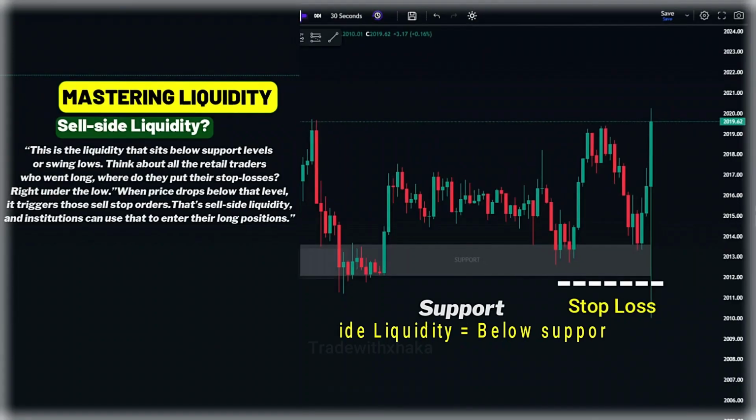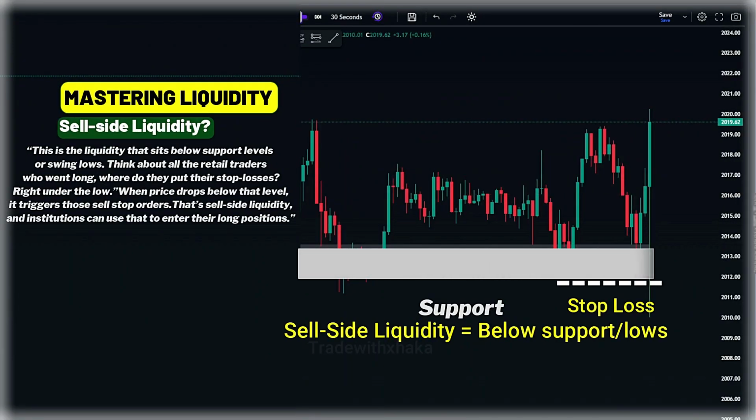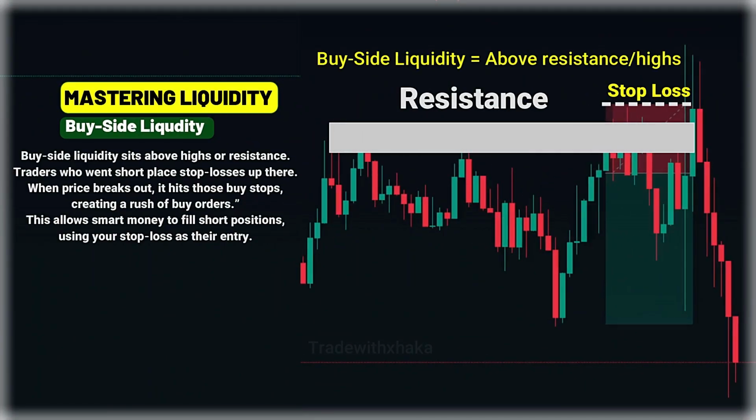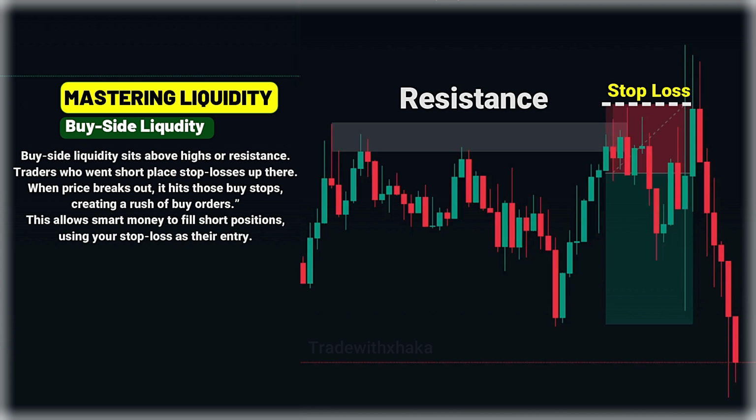To wrap this up, sell side liquidity equals below support or lows. Buy side liquidity equals above resistance or highs. And knowing where those are can help you stop getting stopped out and start trading with smart money.